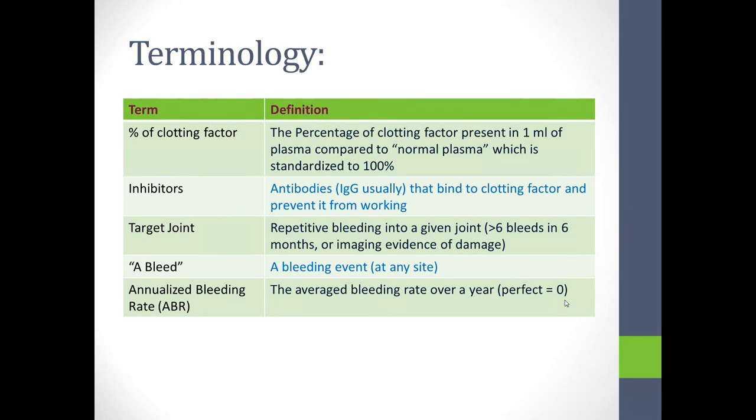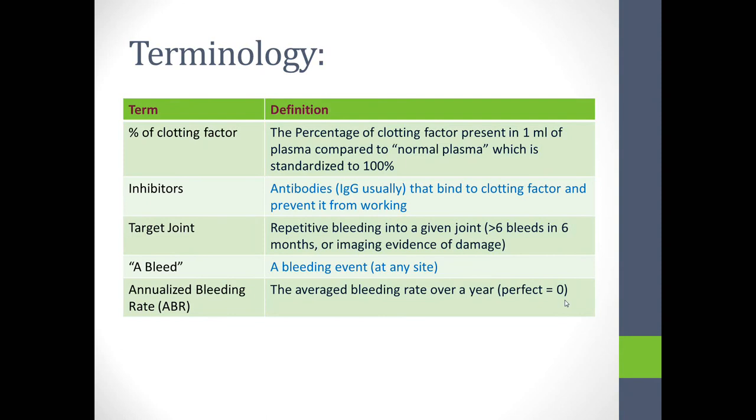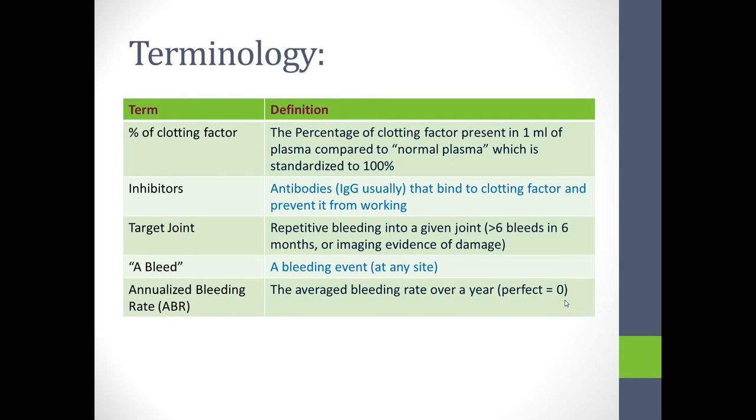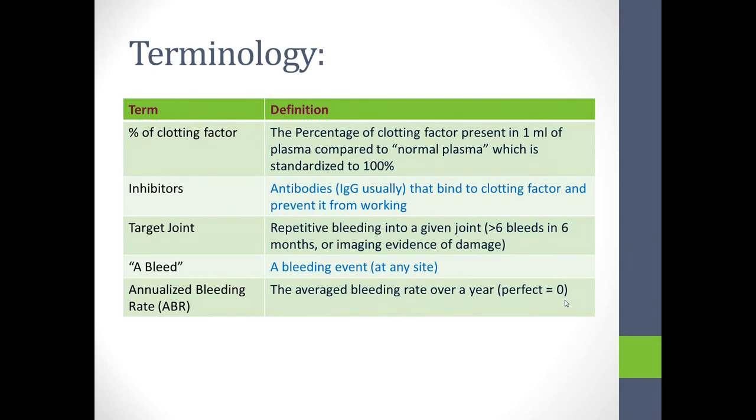And then the annualized bleeding rate is the average number of bleeds over a period of time, annualized for a year. And obviously the perfect score would be zero. The annualized bleeding rate is used to characterize the clinical bleeding problems faced by our hemophilics.